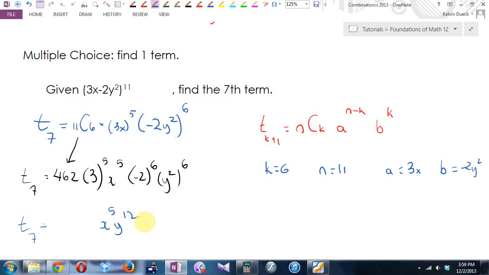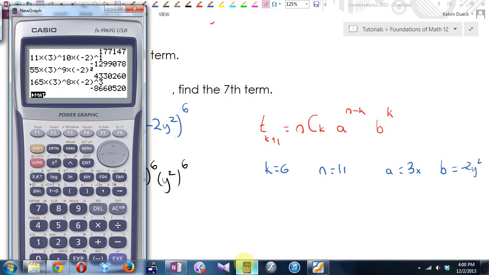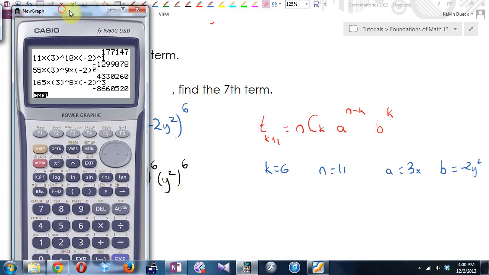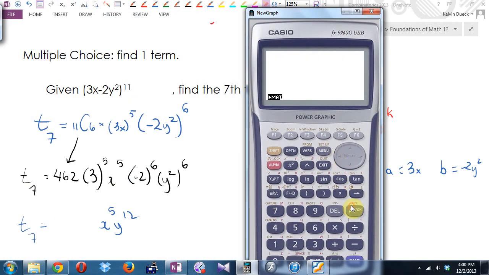And let's finish this. I'm going to need more room. It's going to be in front, the coefficient. Oh, by the way, another way for me to ask this same question is instead of saying find the term, I could just say find the coefficient. And a lot of students will say, oh, the coefficient is just 11 choose 6, forgetting that actually that 3 to the 5th also gets swallowed up by the coefficient, and that negative 2 to the 6th also gets swallowed up by the coefficient, yes?